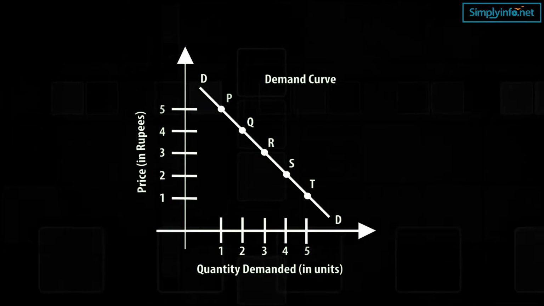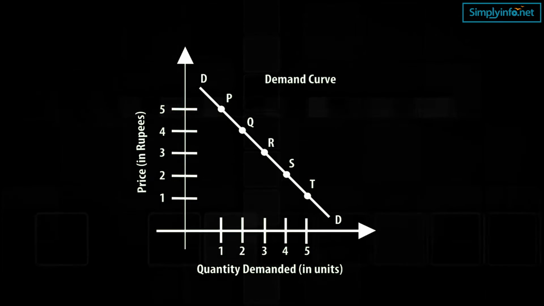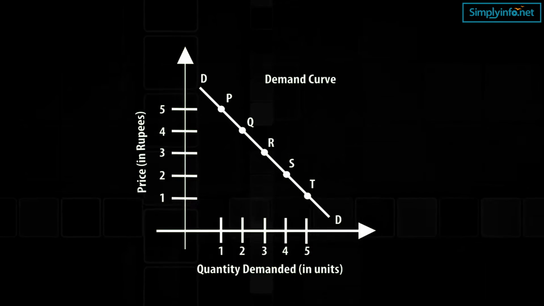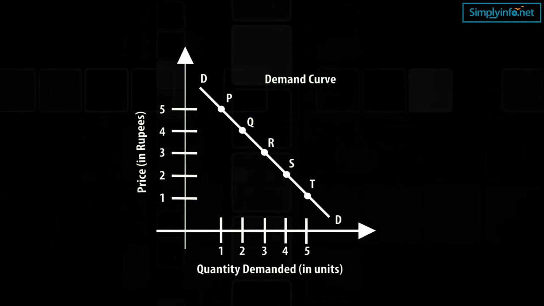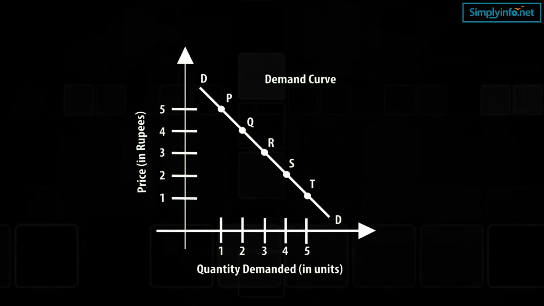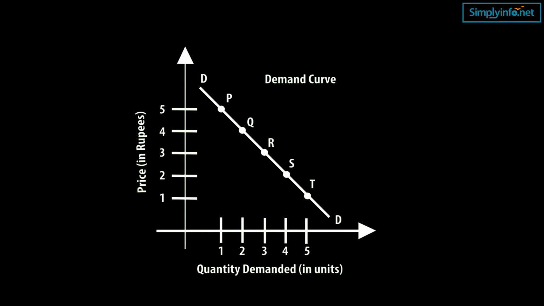As seen in the figure, the price is on the vertical y-axis and the quantity demanded is on the horizontal, that is x-axis. At each possible price, there is a quantity demanded which the consumer is willing to buy. By joining all the points, that is P to T, we get a demand curve which is an individual demand curve.